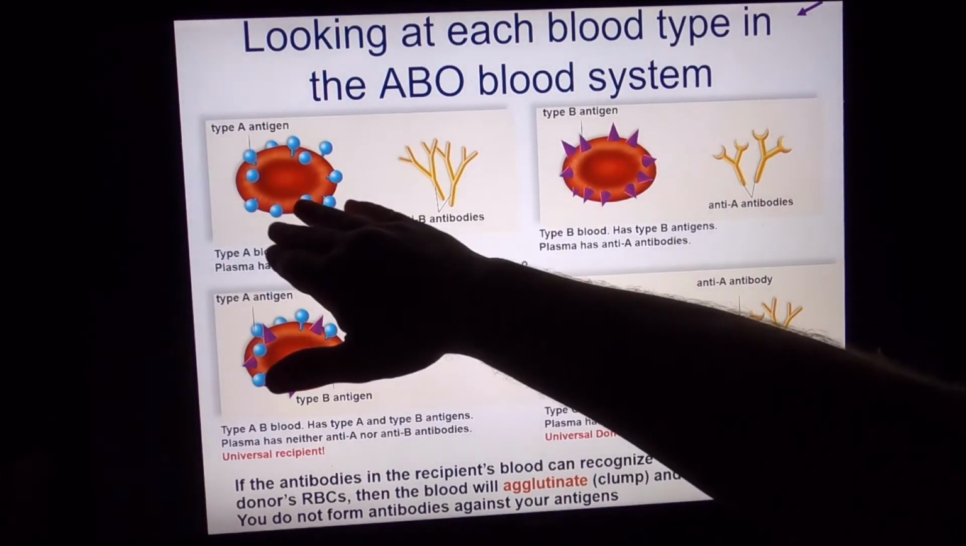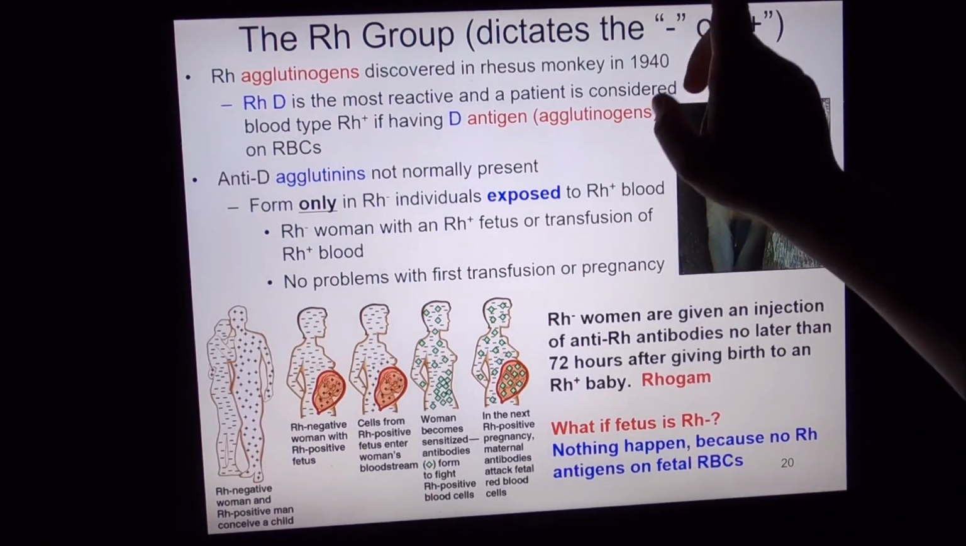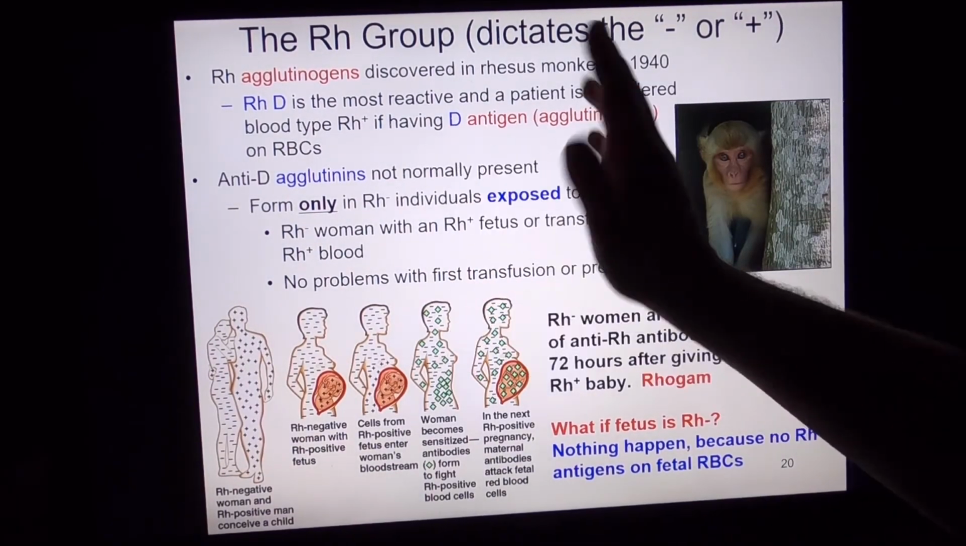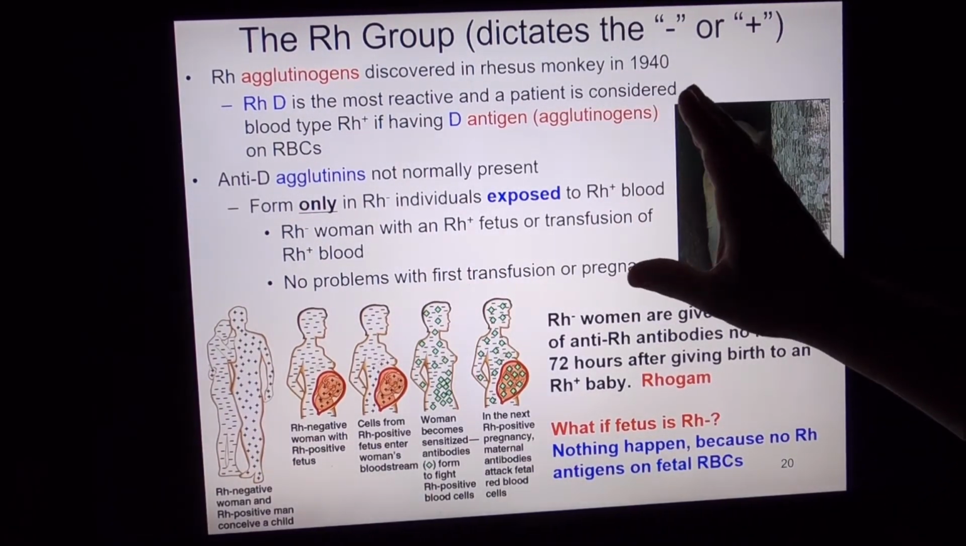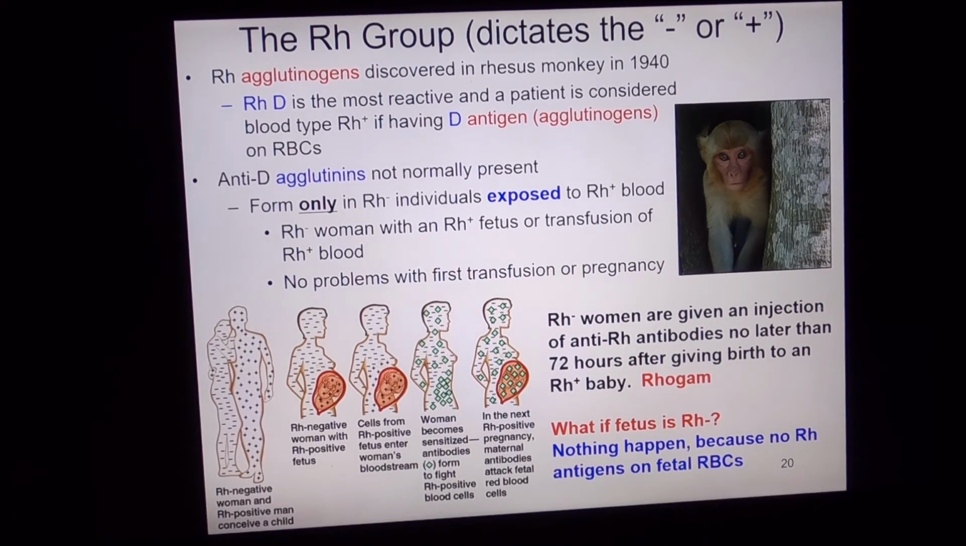So you might be type A positive. That means you'd have type A antigens, and you're positive for this rhesus factor. It's just another surface marker, okay? Don't think of it as anything more complex. It's just another surface marker.